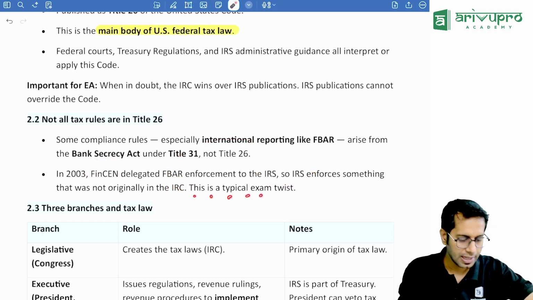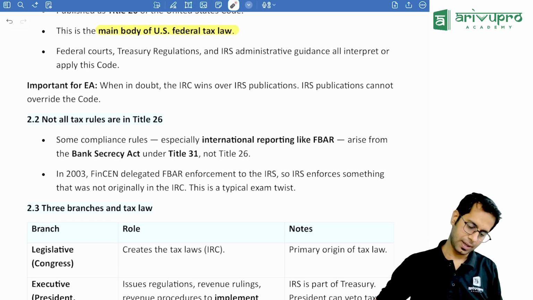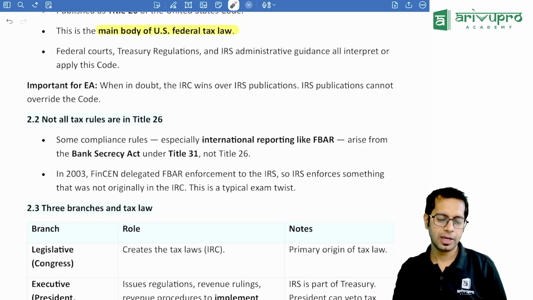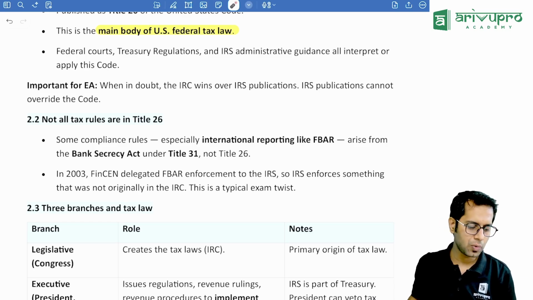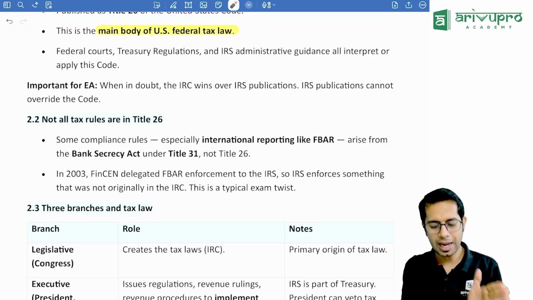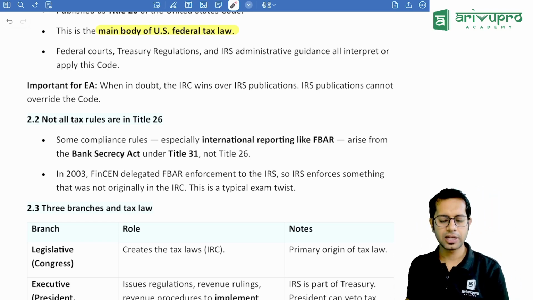This is a typical exam twist which you have to keep in mind. In examination, they may ask this point. Is it that the main body, which is the IRC, is the only thing which you have to follow? No other reporting which is required to be done? Answer is no. There are other tax rules also which are there apart from title number 26.